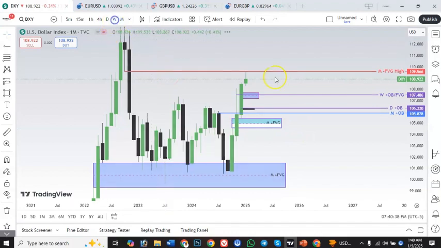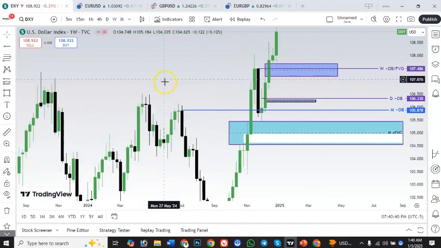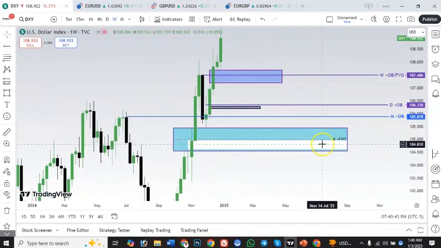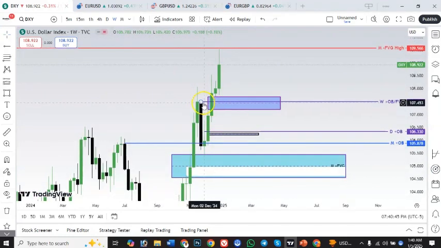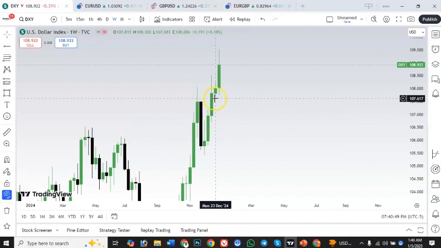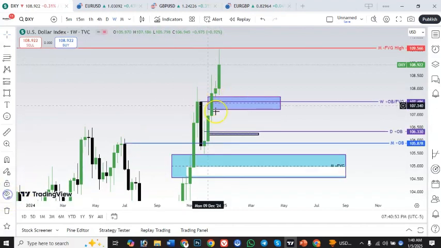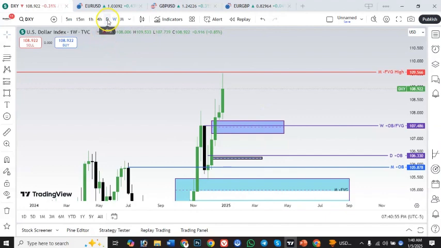So let's go to the weekly chart. Look at the fair value gap that I marked from the weekly. This is the weekly order block. Then this is the weekly fair value gap. I'm going to do something here the day we trade to this point. Don't worry, people will see what will happen. Then let's take it to the daily. You will know what I'm talking about already.